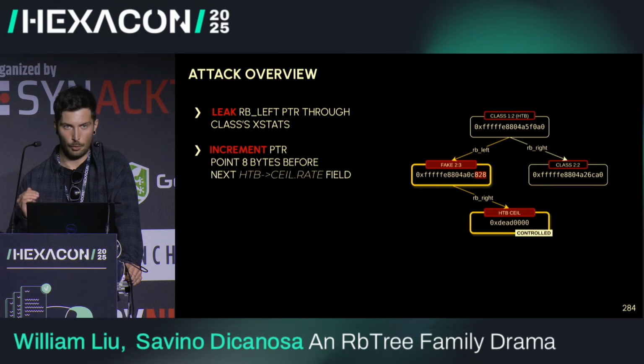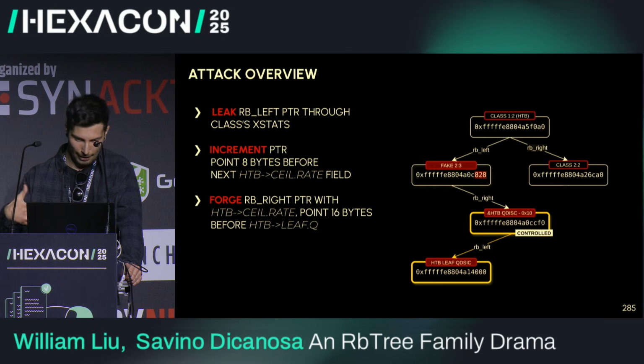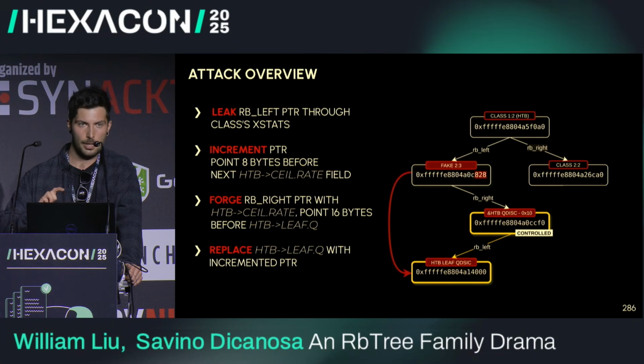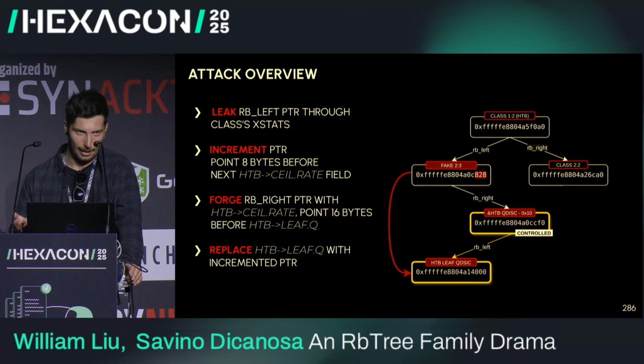And we want to make this pointer point 8 bytes before a controlled quad word. So we can just modify that and fake a new pointer. So we just created 3 layers of fake pointers, basically. Now, this pointer here is pointing 16 bytes before the target address, and this is the HTTP QDisc pointer. And the idea is that we want to trigger a transformation to overwrite the HTTP QDisc with the incremented pointer. And this is going to be hard to explain.